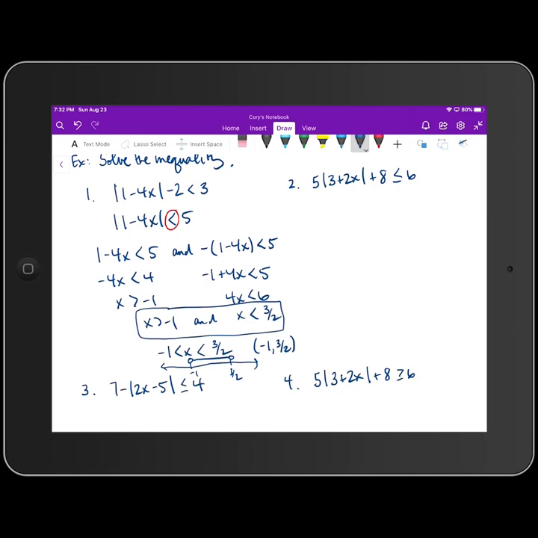Okay, I'm going to have you guys do the second one. So go ahead and pause the video, get the second one copied, and then whenever you're done, unpause and we'll work on it together.